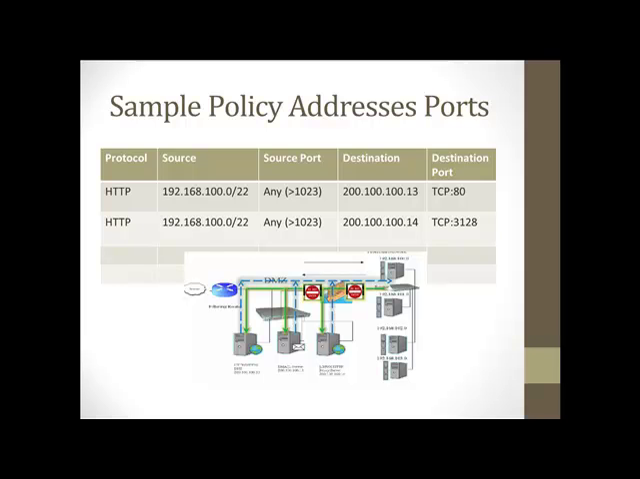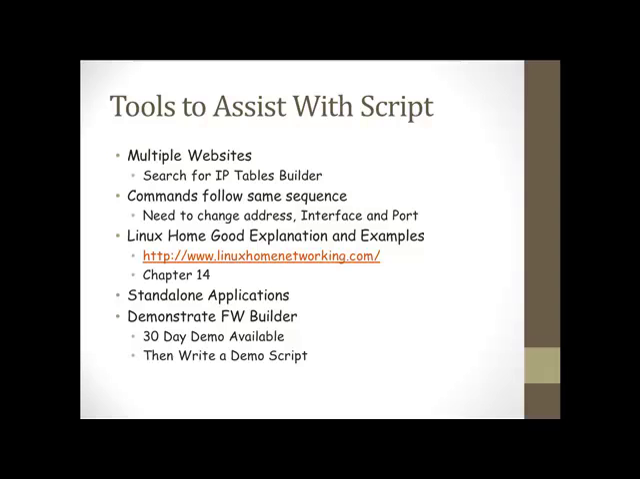The other one, HTTP, again the source is the same, the private network 192.168.100.0, 22-bit subnet mask. The source port would be any, the destination, in this case 200.100.100.14, and the destination port is going to be TCP 3128, the listening port for the SQUID proxy.